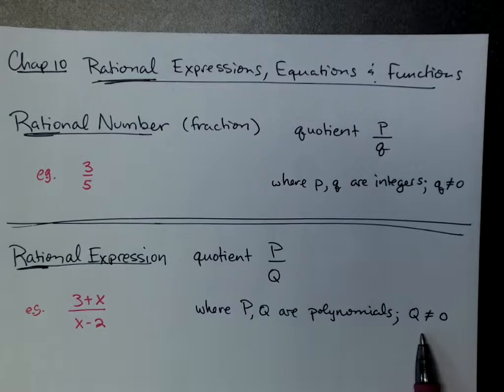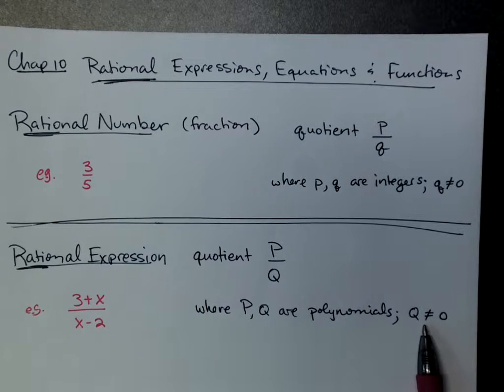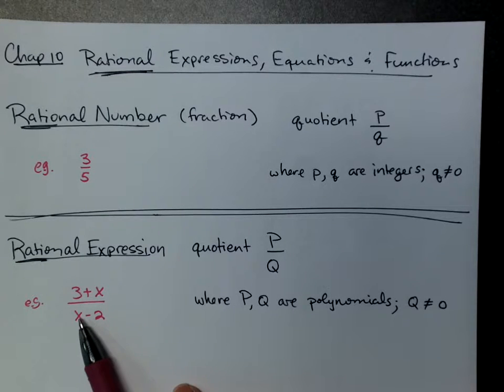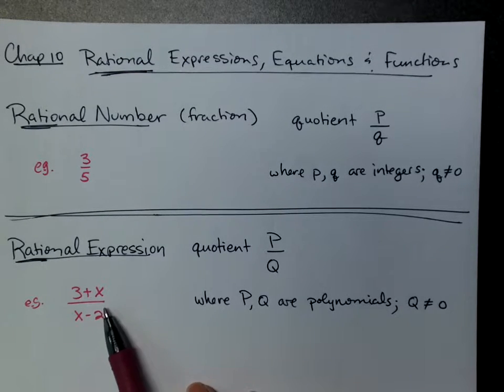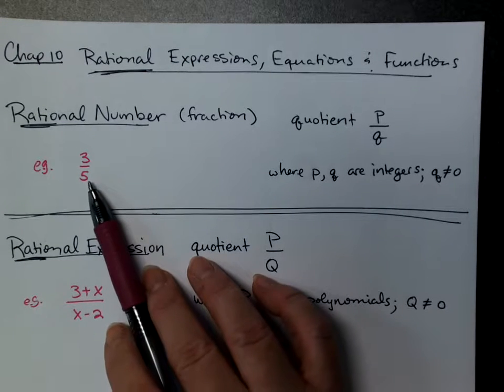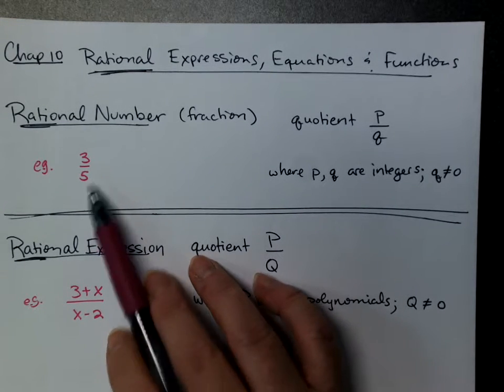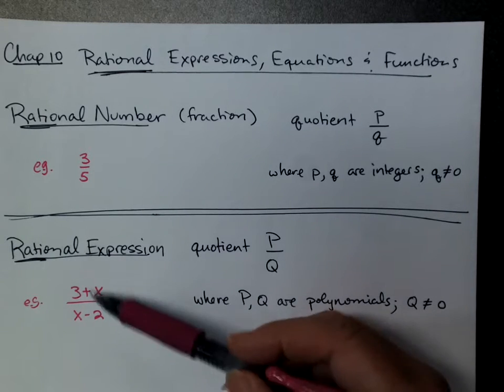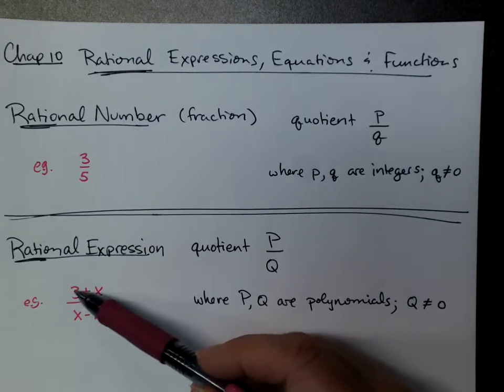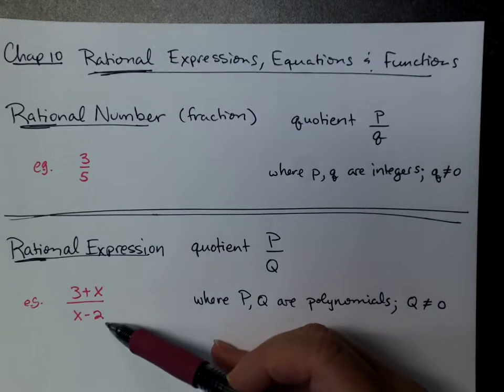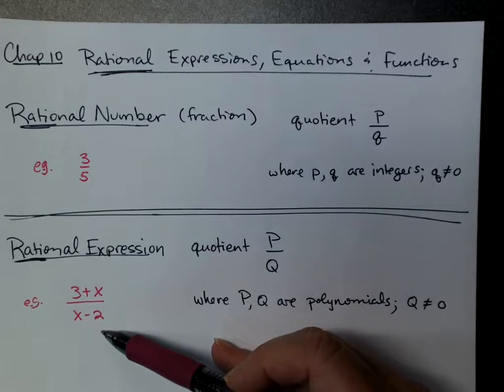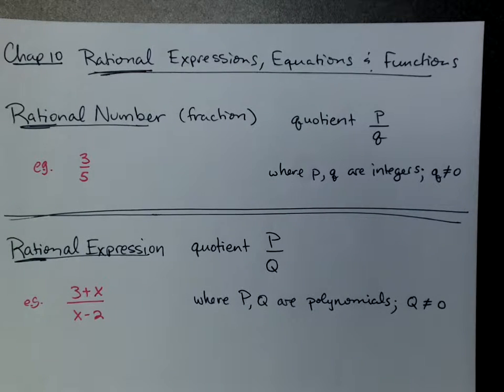Would it be possible for Q to be equal to 0? Well, let's explain that first. If x is 0, so we're saying just like here, that 5 can't be 0. Here, what if x were 0? Now let's plug in 0. So if x is 0, what do we have on top? 3. And what do we have on the bottom? -2. So we have 3 over -2. Is that a problem? No.